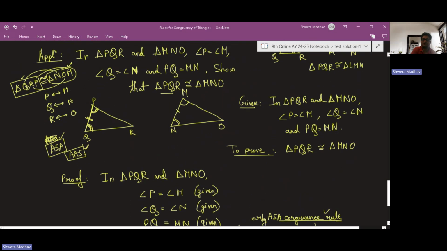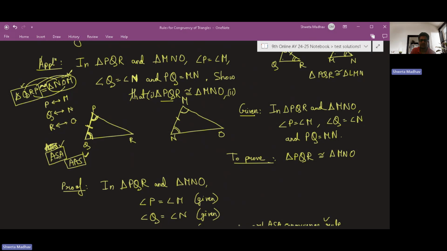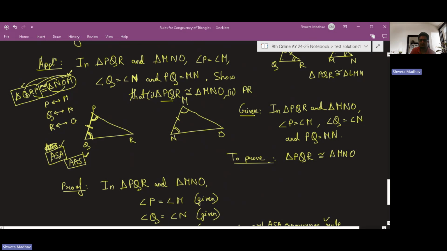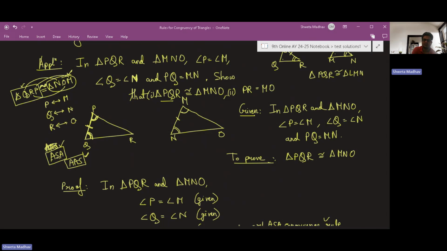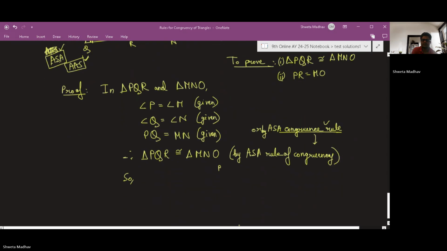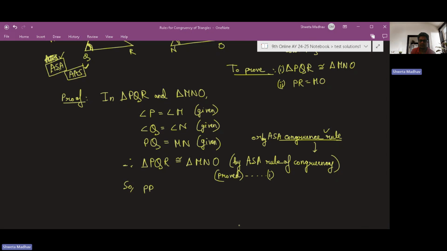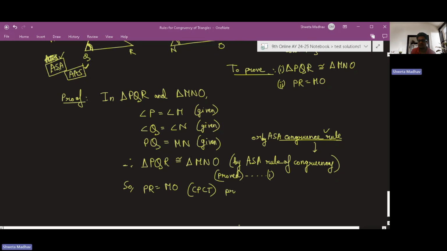So suppose it also had been asked, in the second part, to prove that the side length PR is equal to MO. Then we will write in the proof that first we have to prove these two triangles are congruent, and the second part is to show that PR is equal to MO. So therefore here I will say that since these two triangles are congruent, I will write this as proof part 1, and so I will say PR is equal to MO by CPCT. Then also I will write proof part 2.